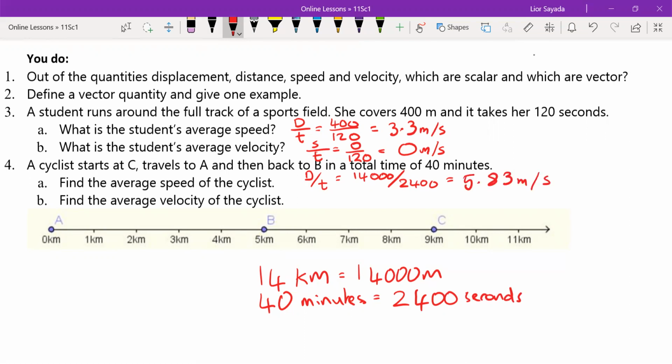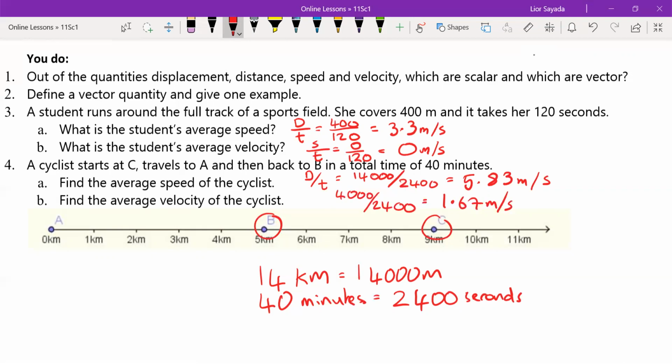Finding the average velocity, though, is a different question. Finding the average velocity, we need to know, okay, they started at C, and then they did a whole journey, but in the end, they finished at B. So how far are they from where they started? Well, if they started at C and they're now at B, they are only 4 kilometers from where they started. So they are only 4,000 meters from where they started. So therefore, we do 4,000 divided by 2,400. When you do that on your calculator, you get an answer of 1.67 meters per second.